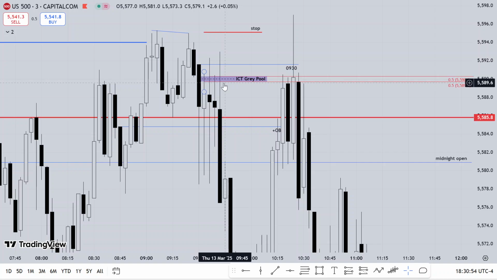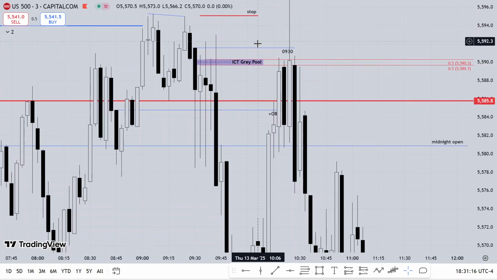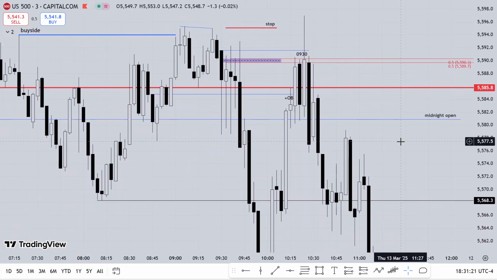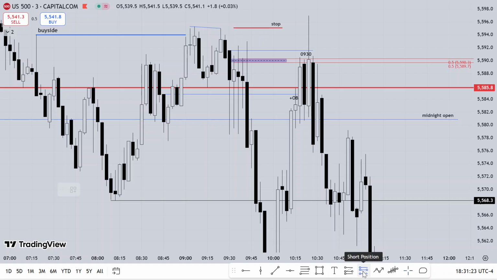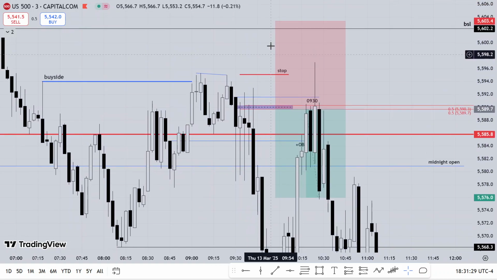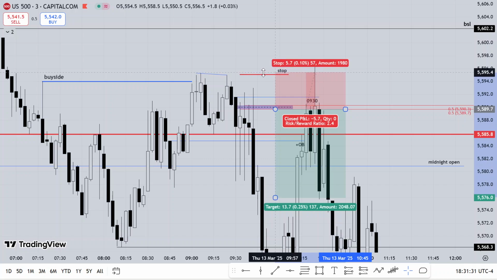So placing your sell orders at 5,589.7, your stop loss at 5,595.1. That is about six handles. So our stop loss was about six handles, and the trade was a partial, a full pull trade. So taking selling from the low of the gray pool, placing our stop loss at this SMT.